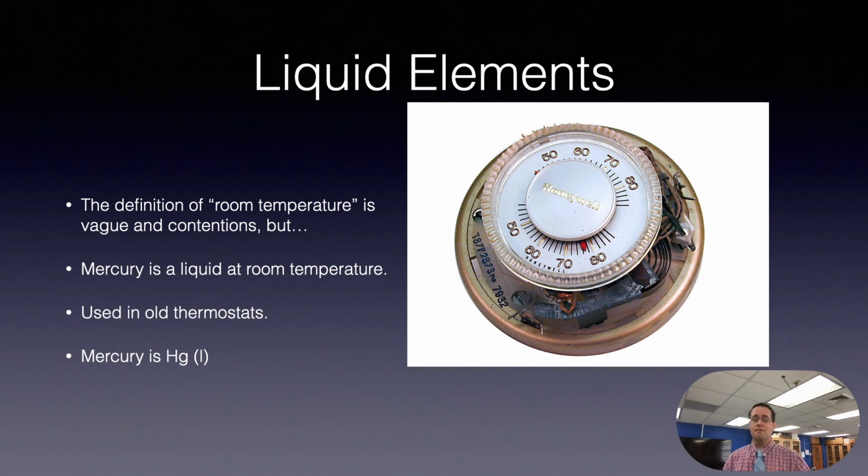One is mercury. Mercury is a liquid at room temperature, so we can write it simply as Hg with an L in parentheses. L stands for liquid. Now, it's a metal and it conducts electricity, so it's used in these old thermostats. Now, mercury is a toxic metal, so it's been replaced by other electronic means to control the temperature in your house. Let me try to show you one of these.